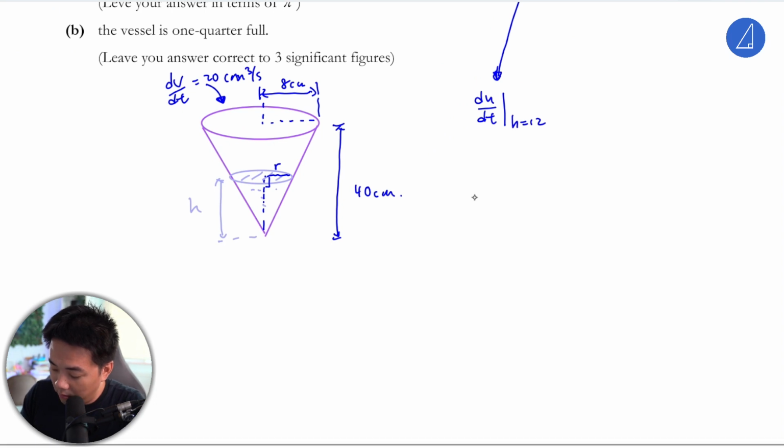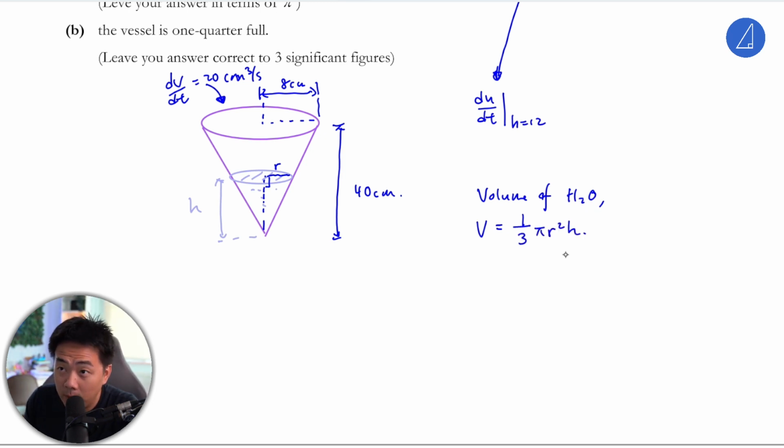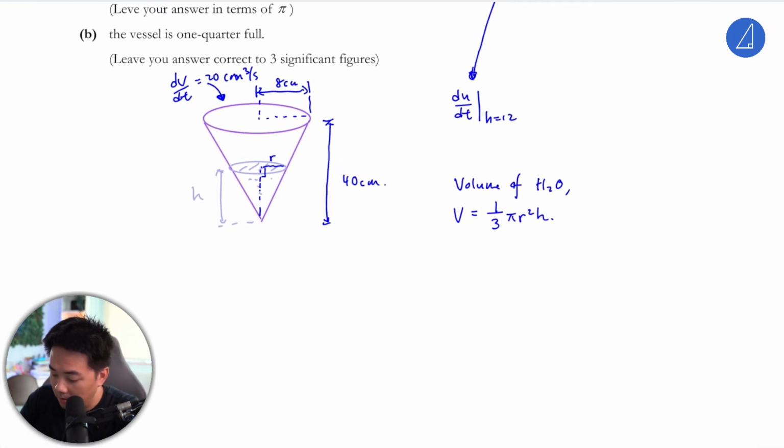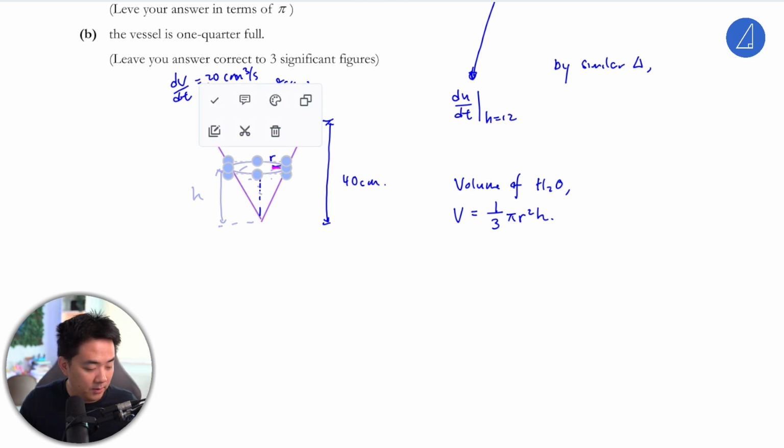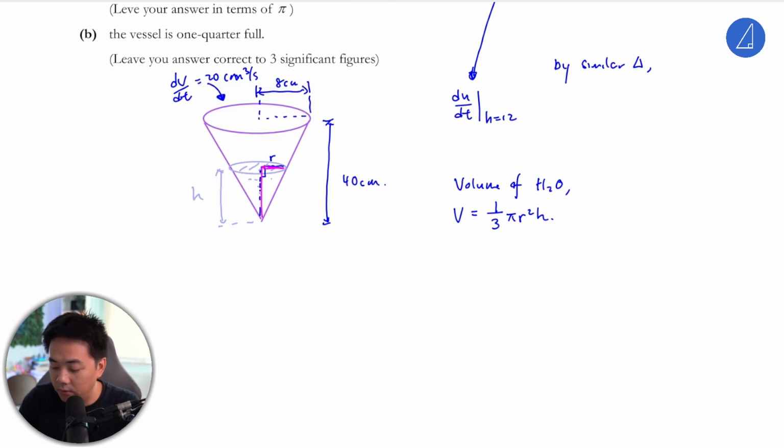So the volume of water, let's say this volume of water, is 1/3 pi r square h. But the problem now is that you have two variables here, r and h, right? So what we need to do is, by similar triangle, relate them. So 8/40, which is this entire thing, will be similar to this triangle here. We have to find a way to connect them. So we're going to use the property of similar triangle to relate these two variables.